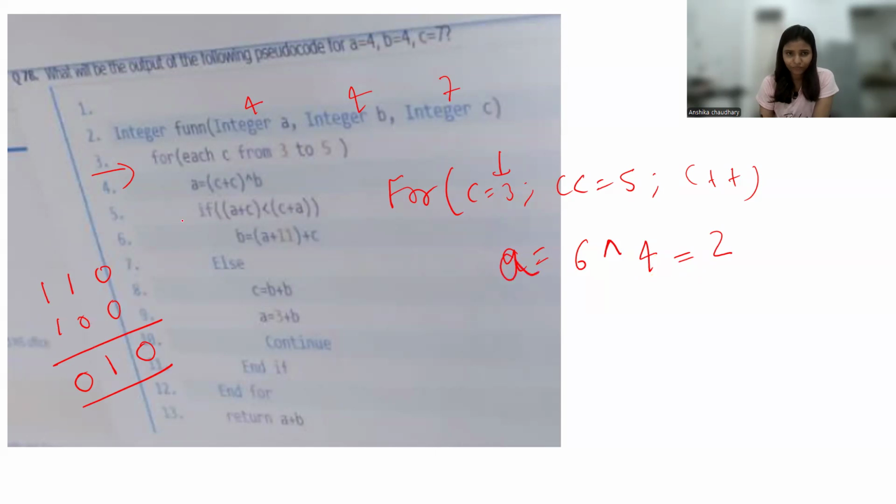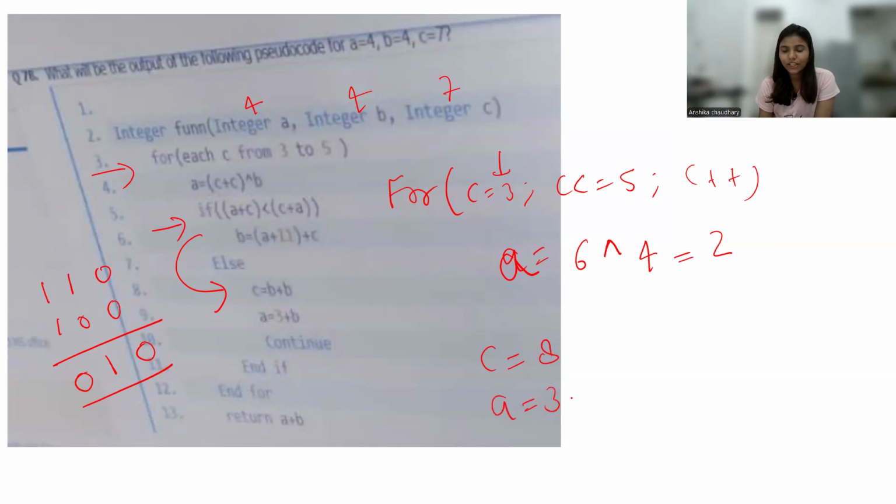And there's a condition: if A plus C is less than C plus A. So again the same thing. A plus C cannot be less than C plus A because both of the values are the same, again and again, right? So the if condition is always going to be false because we are in the for loop, so in each iteration it is going to be false only. Right. So we will directly jump to the else part in each iteration. So in the else part, what we are doing: C assigned B plus B. So what is the value of B? B is 4 only, so 4 plus 4 will become 8. So C is now 8.